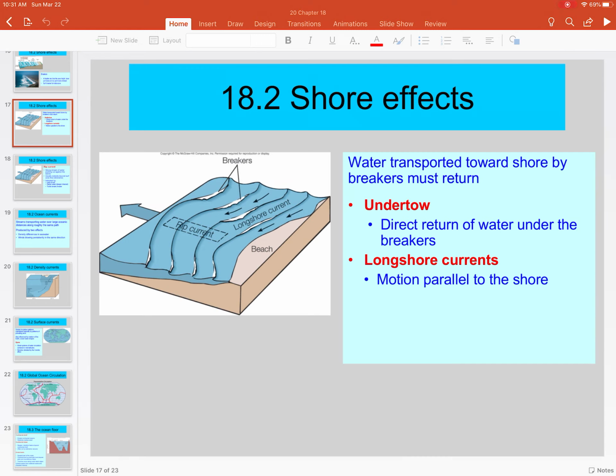So the undertow is what takes you out into the ocean. So it's the direct return of water under the breakers, and so it's underneath where the water's toppling over. But it's what happens if you've ever been to the beach or seen a movie about the beach, where if you're out in the ocean and you're playing, and next thing you look up and you're like, holy cow, how'd we get all the way out here?